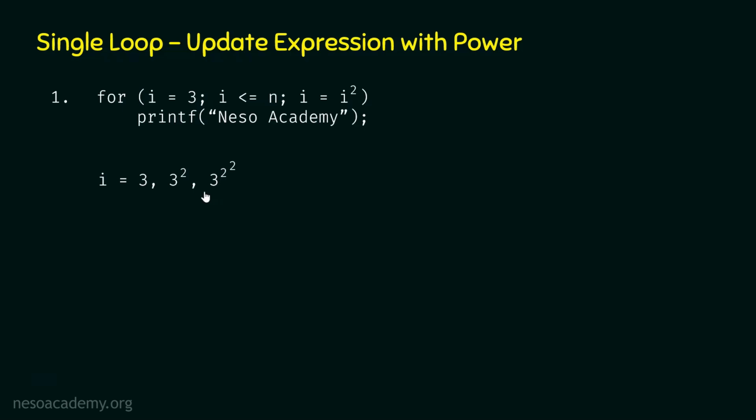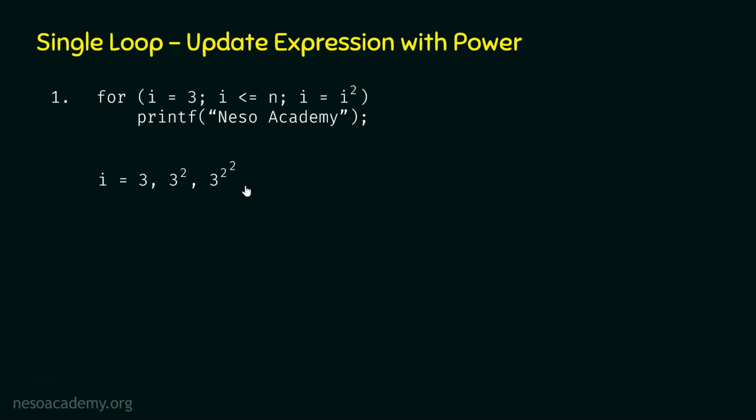We can observe some pattern here. After this, again this condition is checked. Let's say this condition is satisfied. Neso Academy is displayed. Then update expression is evaluated. We again need to multiply the power by 2 because of this update expression. 2 power 2 is 4, and if 4 is multiplied by 2, we will get 8. So we are getting 3 power 8.